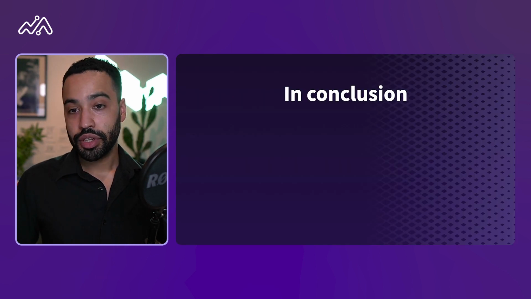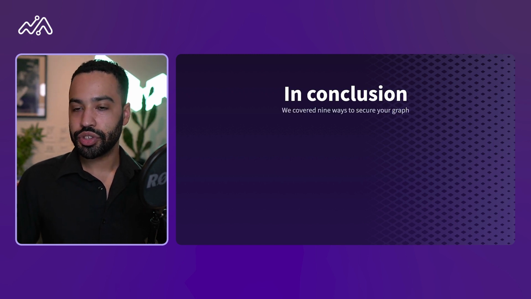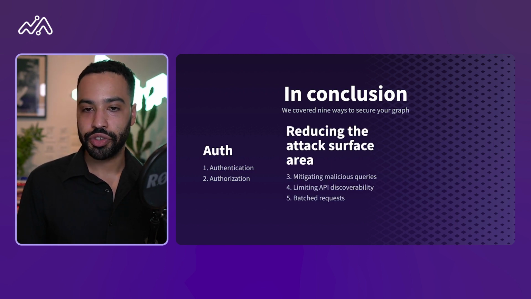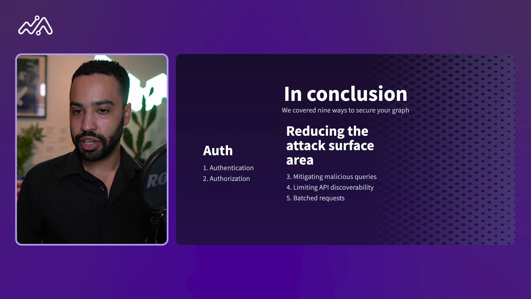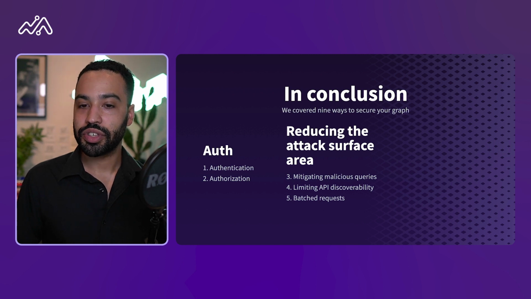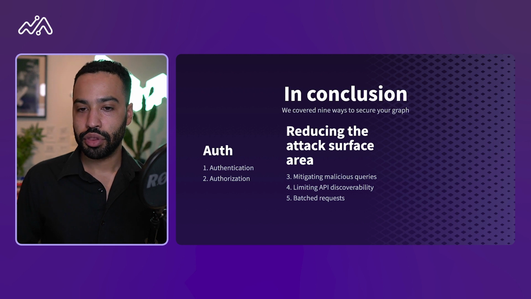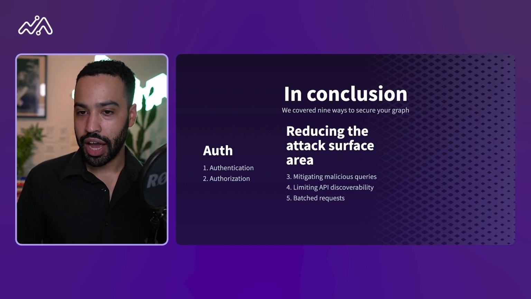That was a lot. So now, in conclusion, we've covered 9 ways to secure your data graph. The first being auth. The second, focusing on reducing the attack surface area through thinking about how to handle malicious queries, limiting the discoverability of your graph while still enabling you and your team to carry out key use cases. And 3, figuring out how to safely deal with batched requests and prevent brute force attacks within them.